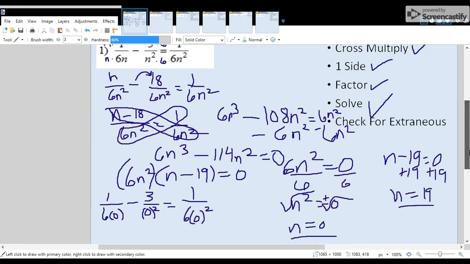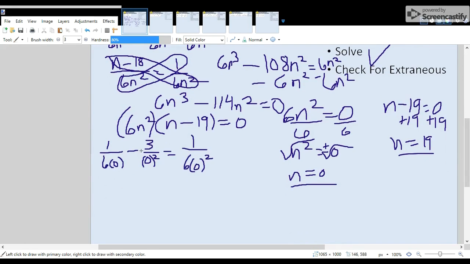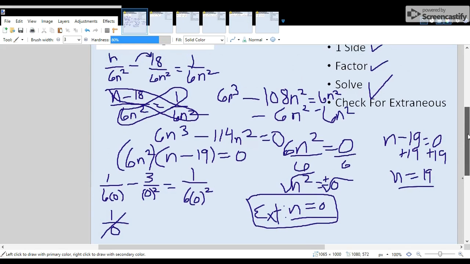Well, if we look at the first one being plugged in, the 0, notice 6 times 0 equals 0, and we have a 0 in the denominator. So we could go ahead and stop there and say that n equals 0 is extraneous. And now let's go ahead and plug in the other one, n equals 19.